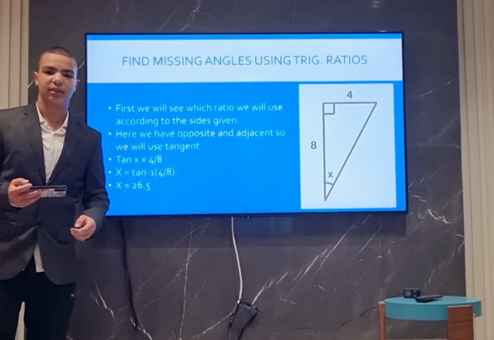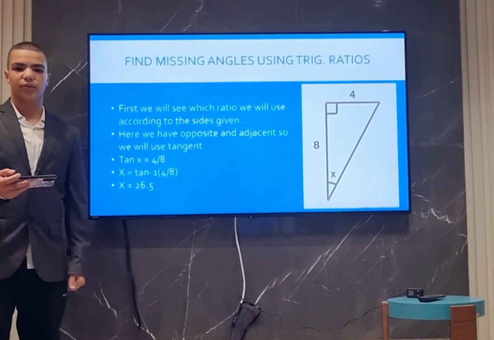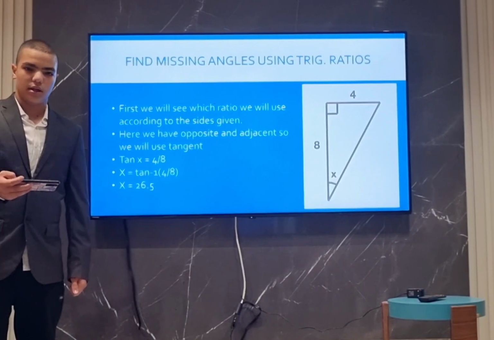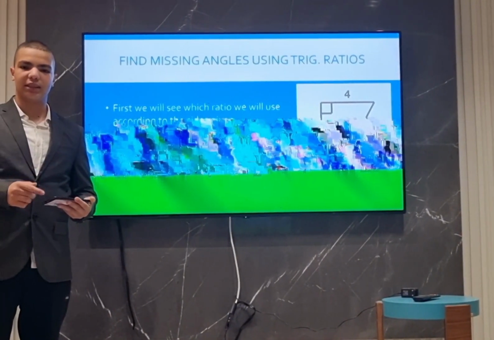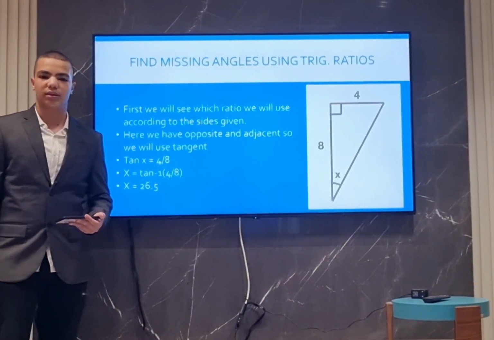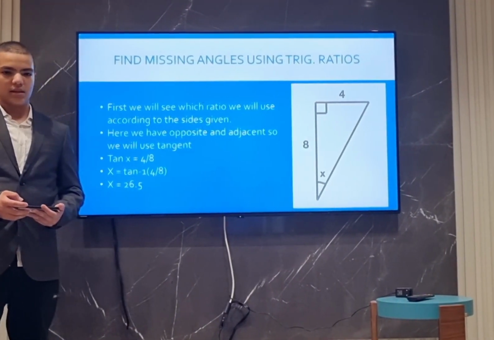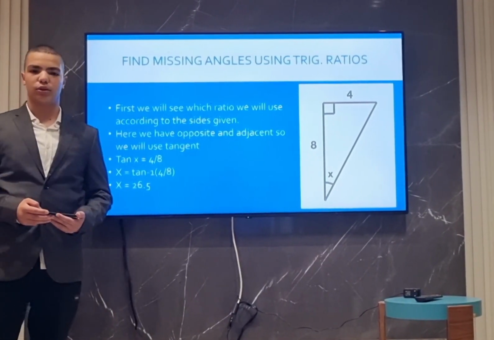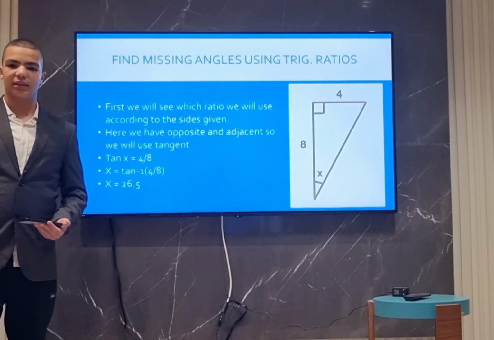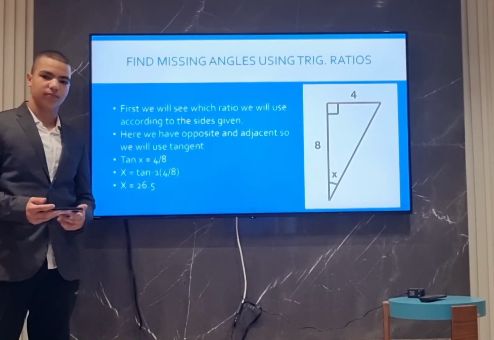Then we have find missing angles using trigonometric ratios. Also, we will have to see which ratio we will use. Here we have opposite and adjacent, so we will use tan. Tan x is equal to 4 over 8. So we will use tan negative 1 to find x. Tan negative 1 of 4 over 8, and the answer will be 26.5.